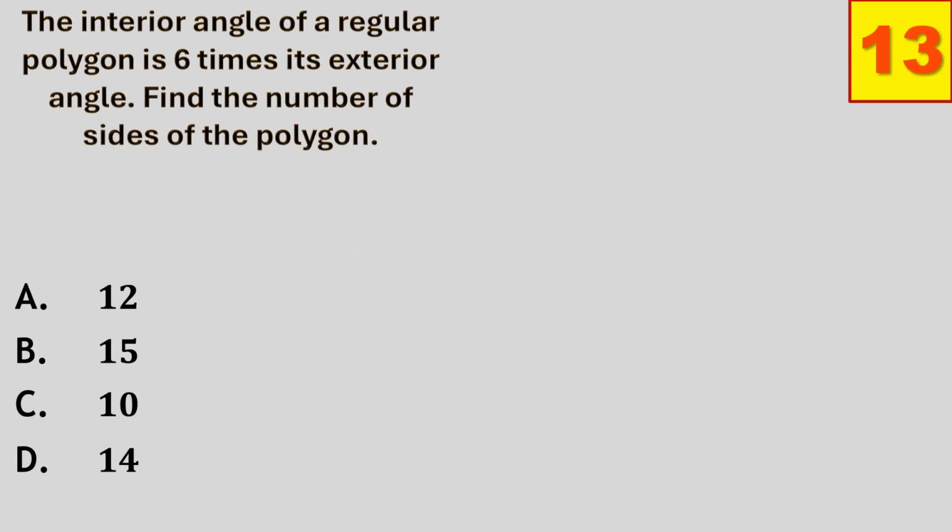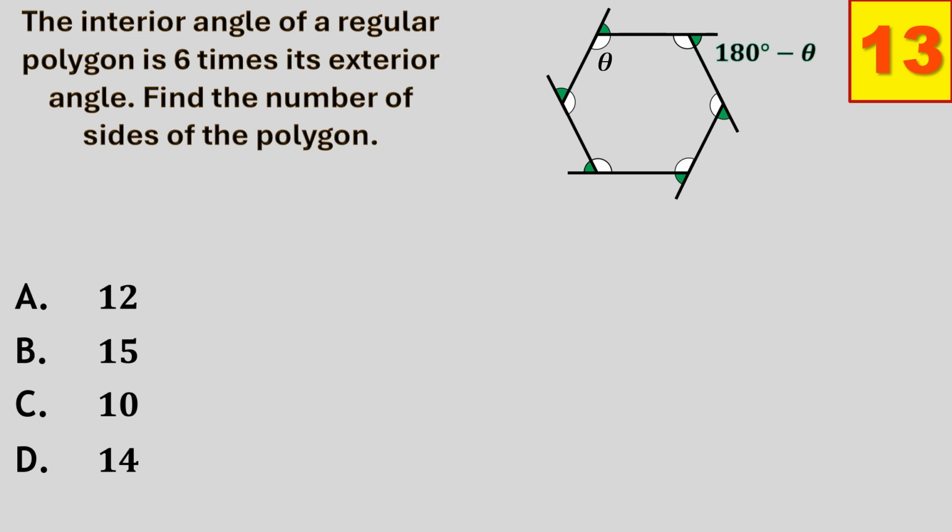The interior angle of a regular polygon is 6 times its exterior angle. Find the number of sides of the polygon. In a regular polygon, the interior angles are the angles inside the shape. The angle of a straight line is 180 degrees. So subtract the interior angle from 180 degrees and you would get the exterior angles.